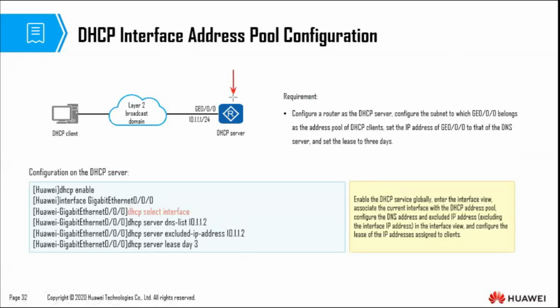So this is an example. We want to configure this router as a DHCP server. So this time we want to use the interface address pool, the interface. So we're going to configure this interface to issue IP addresses. So we're going to first enable DHCP using the DHCP enable command. Then we go into that interface. We use the command DHCP select interface. We specify the IP address of the DNS server. We exclude the IP address of the DNS server so that it cannot be issued, and we change the lease day from 1 to 3 using that command. So that's how we do that.